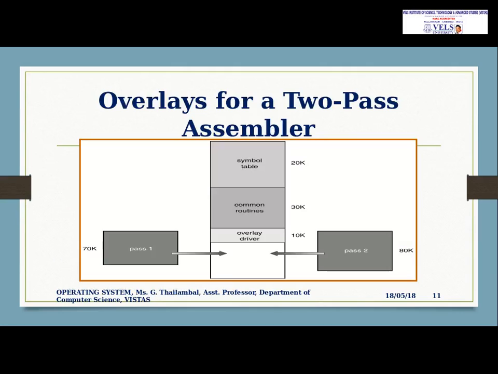So this diagram depicts that. So you have a symbol table of 20K memory space, common routines of 30K, and you need an overlay driver which loads and reloads the processes.